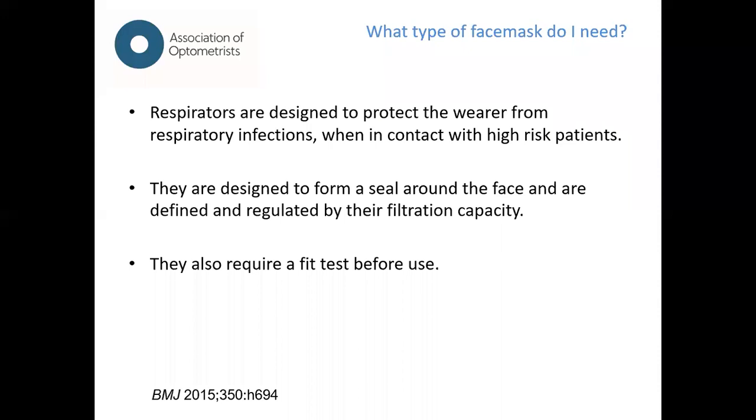Respirators are designed to protect the wearer from respiratory infections when you're in contact with high risk patients. So if you're working in an environment where aerosolized tears or lung secretions or anything like that is around, that's when respirators become very important. They form a seal around the face, and they're defined and regulated by their filtration capacity.